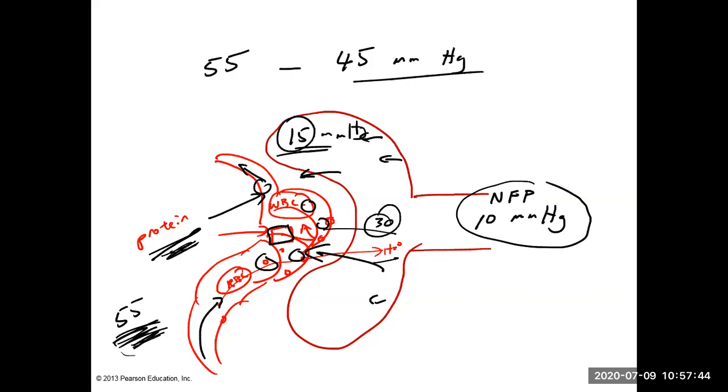What if the net filtration pressure drops? If it drops, that tells you either the opposing pressure is too high or the hydrostatic pressure, or blood pressure, is too low. Either way, you're going to get a lower number in here, and that is not good. Why not? Because remember, the whole idea in here is to get rid of the waste. If the pressure is too low, waste is going to build up.